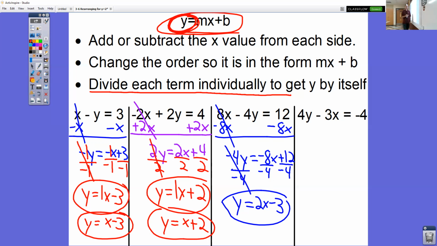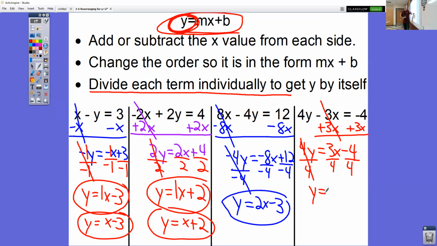This next one is a very important example. To get the 4y all by itself, we would have to add 3x and add 3x. These 3x's cancel out. So 4y equals 3x minus 4 when we switch around the order. This is 4 times y, so we want to divide by 4, divide by 4, and divide by 4. Now, this is very, very important.